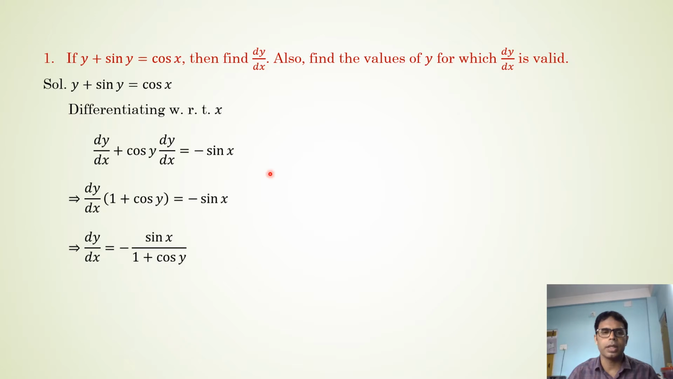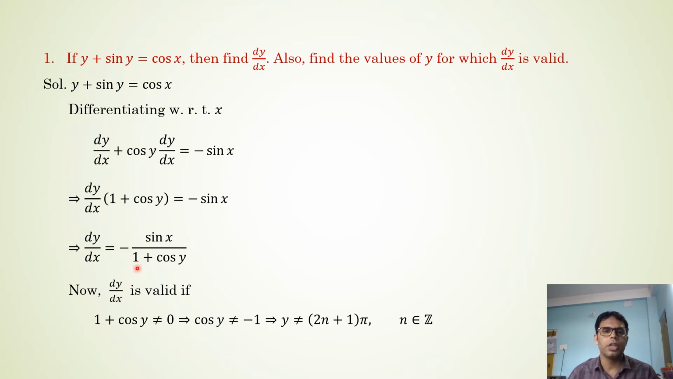To obtain the second result, you just write: dy/dx is valid if the denominator 1 plus cos y is not 0, and cos y is not minus 1, so y is not equal to (2n plus 1) times pi, where n belongs to the integer set Z. So you may leave the answer here. And this question was already asked in your final exam, but I have forgotten the year in which it was asked. So you solve this question and write it in your copy and be prepared for your upcoming exam. So you take the next question.